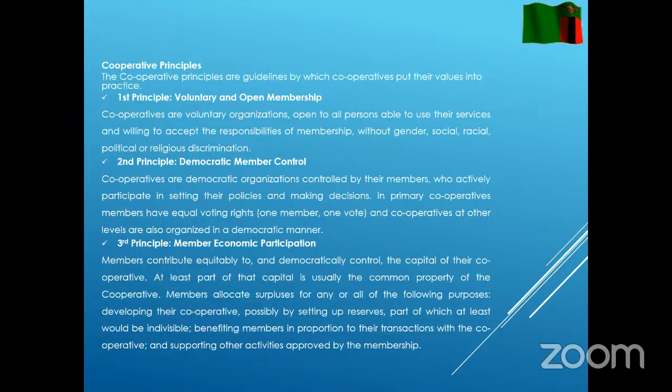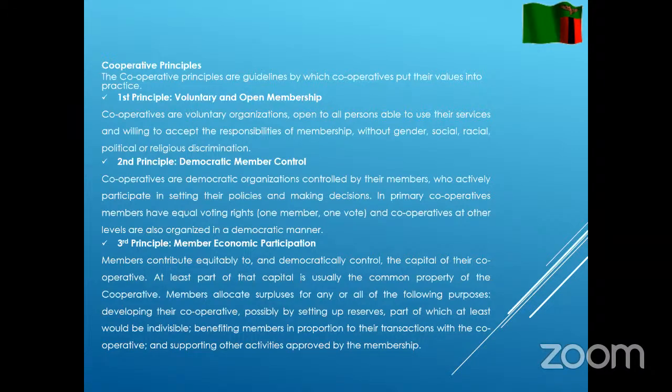Now, cooperative principles are guidelines by which cooperatives put their values into practice. We have talked about values, but how do cooperatives effect this? I want to hasten to mention that these cooperative principles have been blessed by the International Cooperative Alliance. This is a global institution with the core business of cooperative development. So these principles are not just applicable in Zambia, they are applicable to all those that foster development through cooperative enterprises.